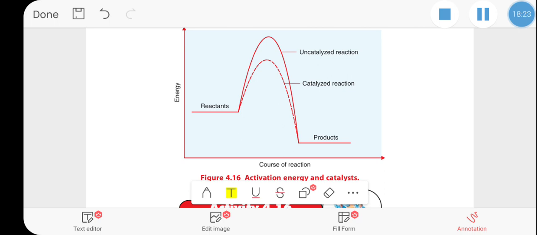How do catalysts speed up the rate of reaction? By lowering activation energy. Temperature: when the temperature increases, the rate of chemical reaction also increases. When the surface area increases, the rate of reaction also increases. This is all about today's topic, today's lesson.